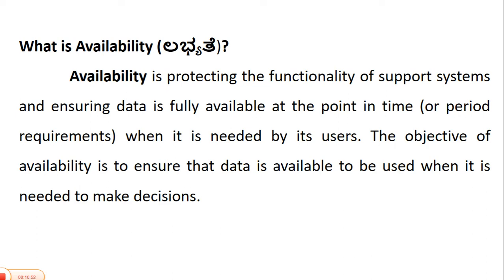The objective of availability is to ensure that data is available to be used when it is needed to make the decision. When we need to make a decision, that particular required data should be available.